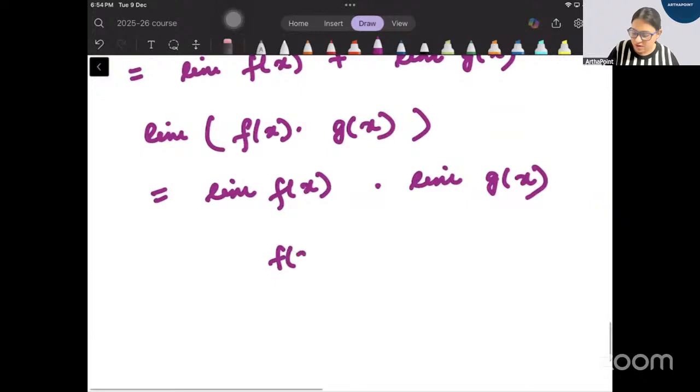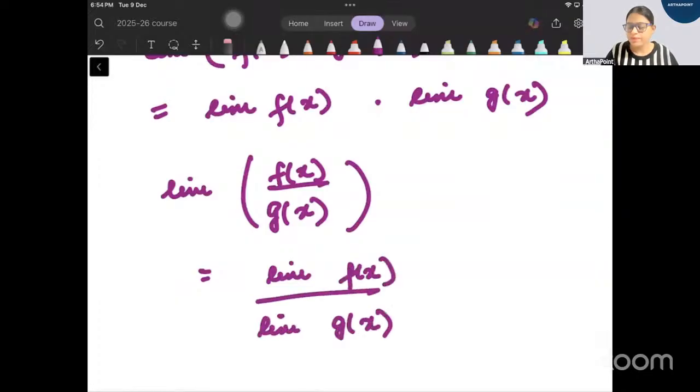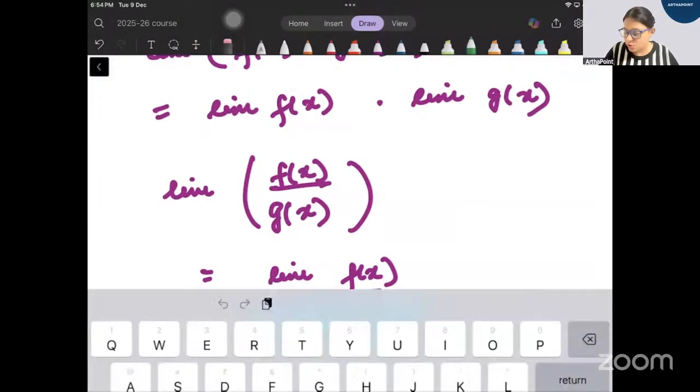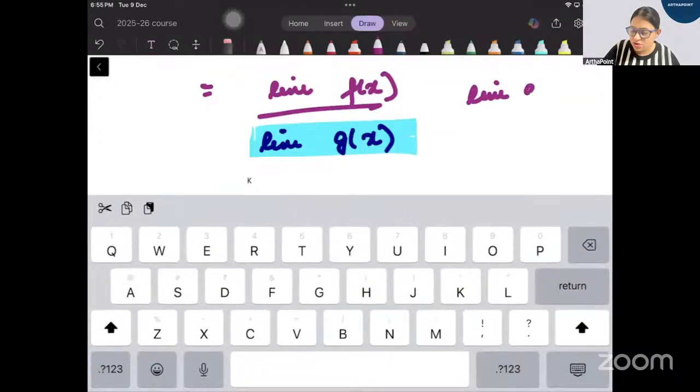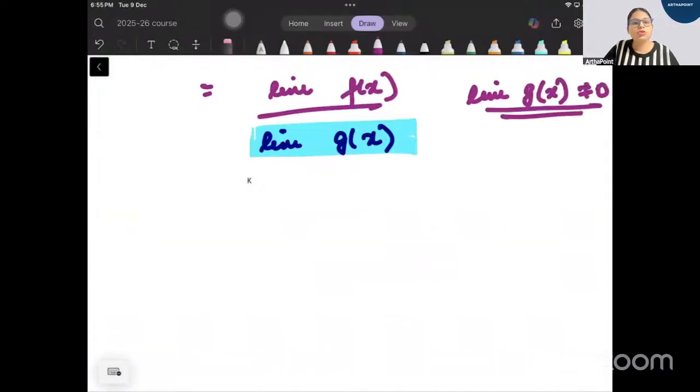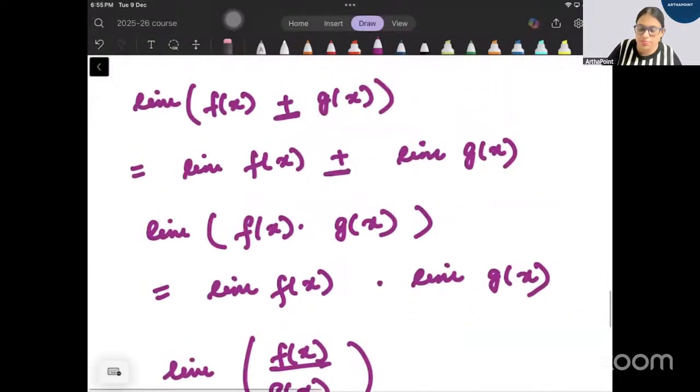Similarly, if I have a quotient in rational form and I have to apply the limit on it, then I can apply the limit on the numerator and denominator separately. But just remember, because this is a rational form, the denominator cannot be equal to 0. So limit g(x) cannot be equal to 0. And for subtraction also it's true. So these are some standard limit laws that we have.